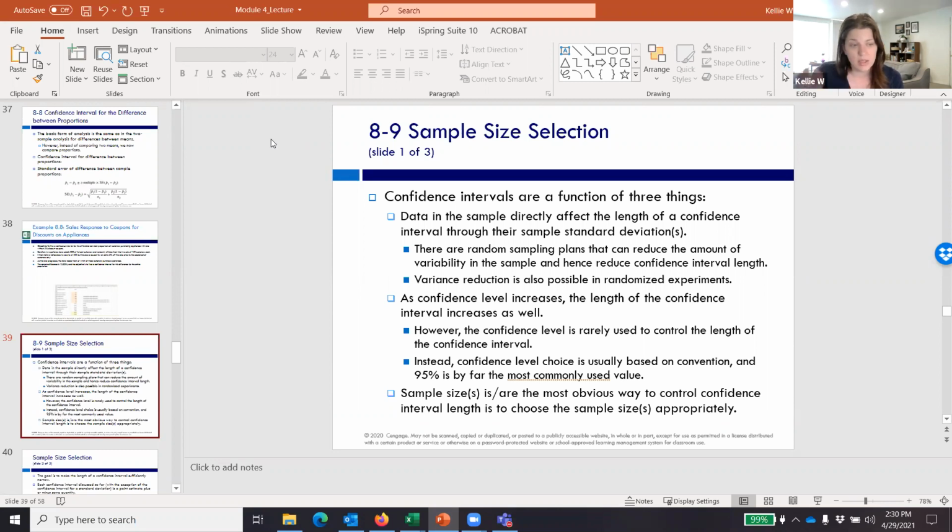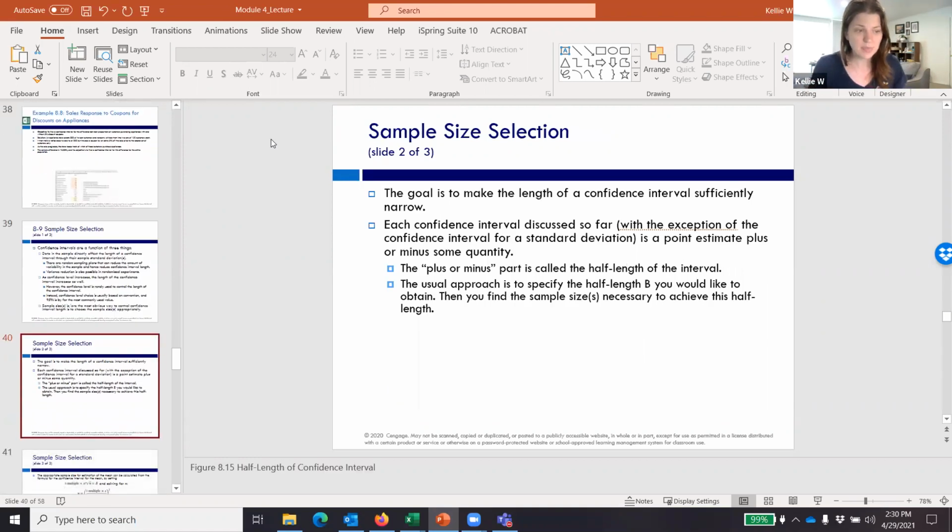So of all those things, the easiest to tinker with is your sample size. This helps us shrink or increase that confidence interval length. Generally, we're trying to shrink the confidence intervals because we want to be pretty confident that our sample estimate is close to the population estimate. So we're trying to narrow that interval down.